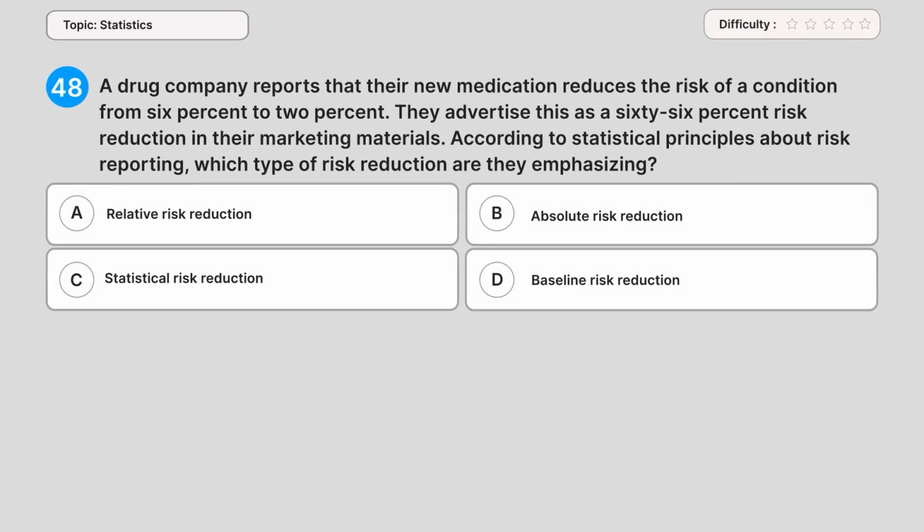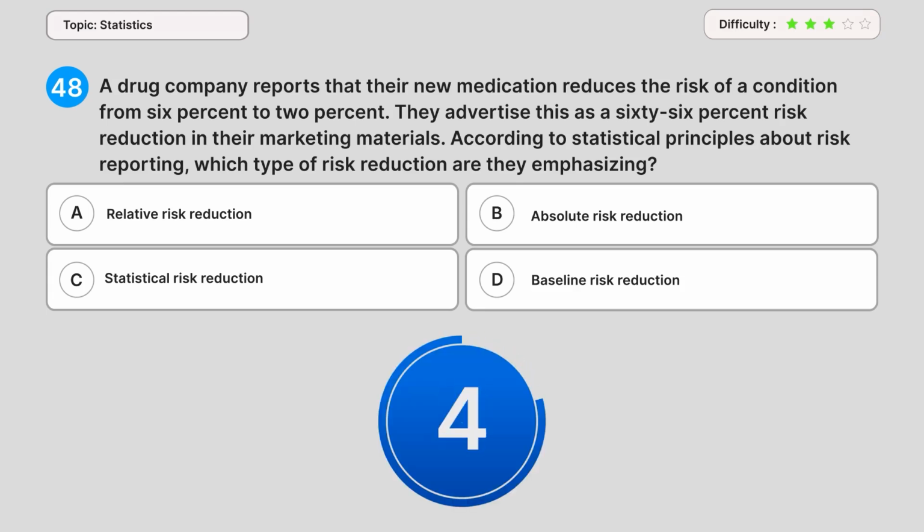48. A drug company reports that their new medication reduces the risk of a condition from 6% to 2%. They advertise this as a 66% risk reduction in their marketing materials. According to statistical principles about risk reporting, which type of risk reduction are they emphasizing? A. Relative risk reduction. B. Absolute risk reduction. C. Statistical risk reduction. D. Baseline risk reduction. Do you know the answer?